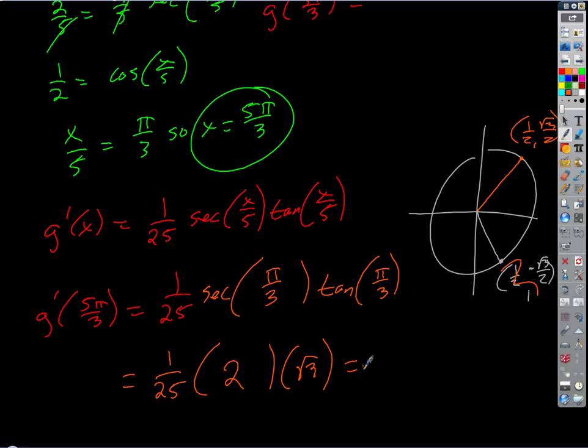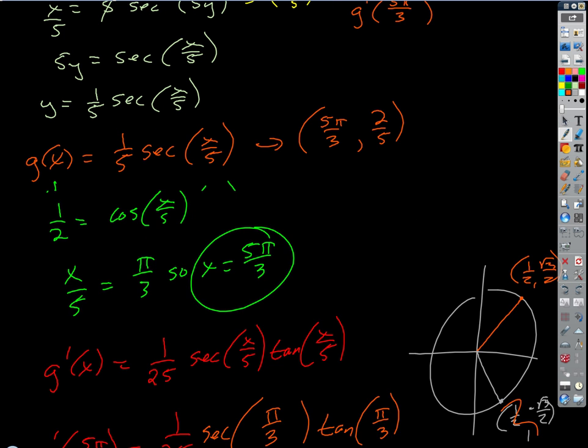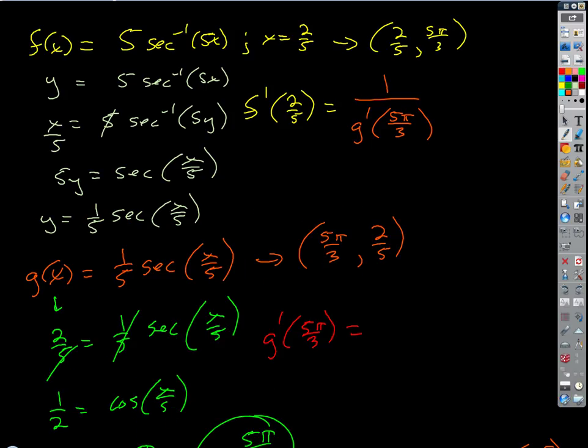So that gives us 2 radical 3 over 25, but then we want the reciprocal of that, right? So we're going to get 25 over 2 radical 3. So I guess technically we'd want to rationalize the denominator. So that's going to be a 75 on top over, or no, it's going to be 25 radical 3 over 6. Right? Okay, so that's the slope, right? That's m.